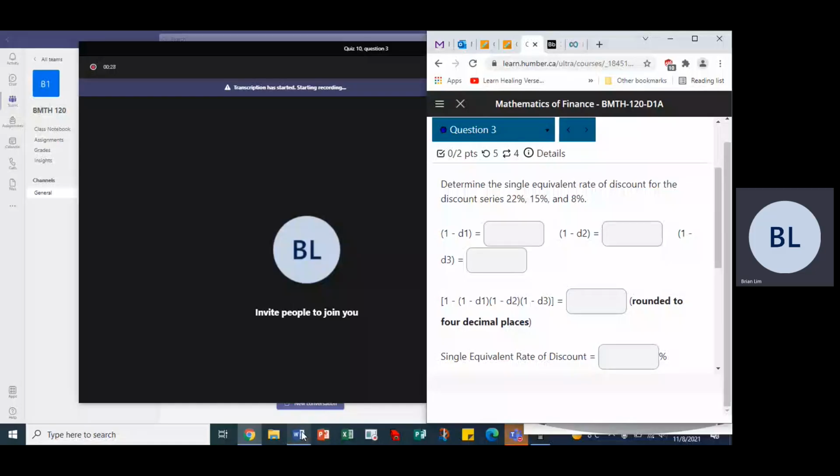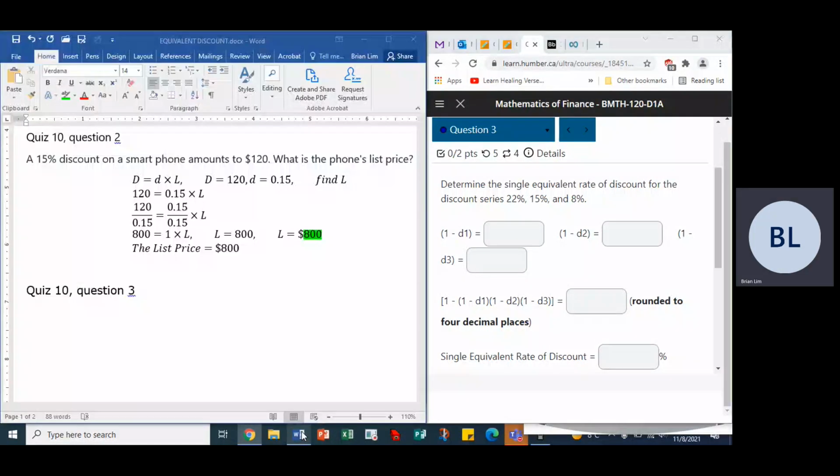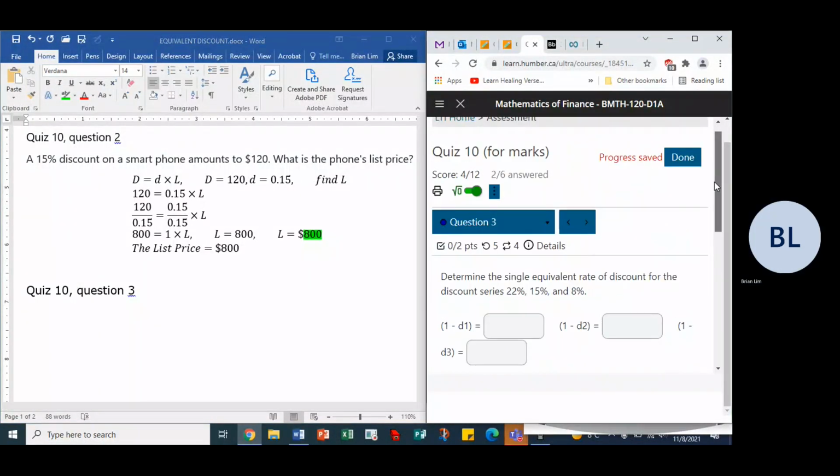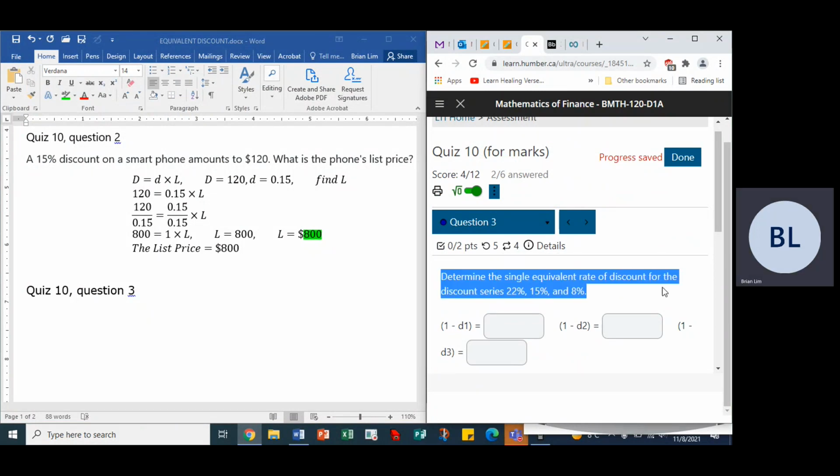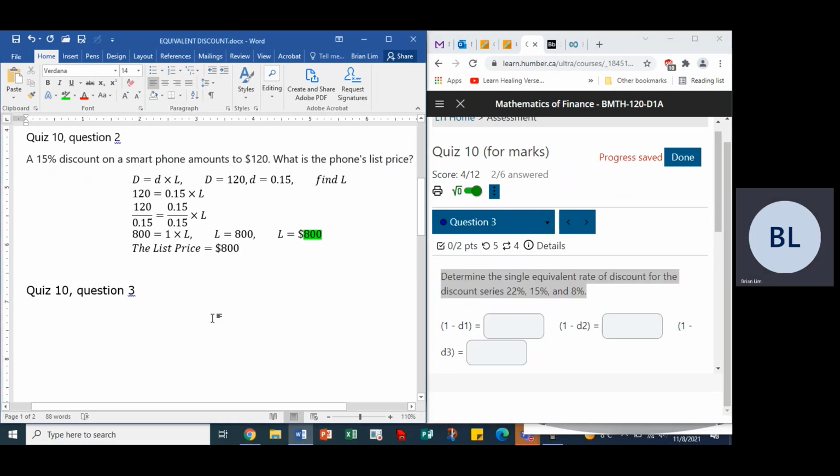Okay, here we are. Quiz 10, question number 3. Determine the single equivalent rate of discount for the discount series 22%, 15%, and 8%. All right, so let's go here and we will do just that.